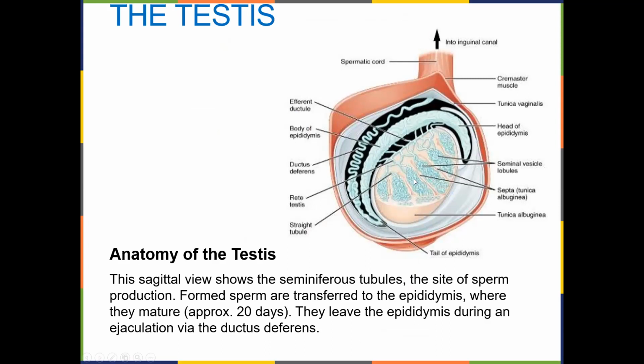Here we see the lobules. Here we see the seminiferous tubules. We see the epididymis. Here is the tail of the epididymis. This is where the ductus deferens connects. So mature sperm that are ready to be released come out through the ductus deferens here. Sperm cells are probably in the testes for about 3 weeks.